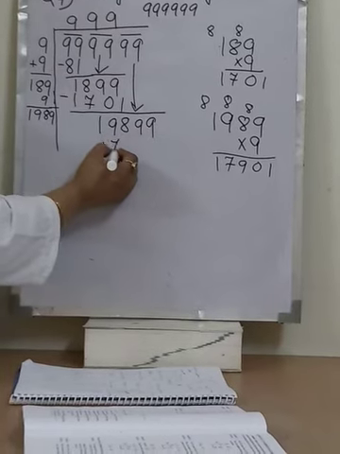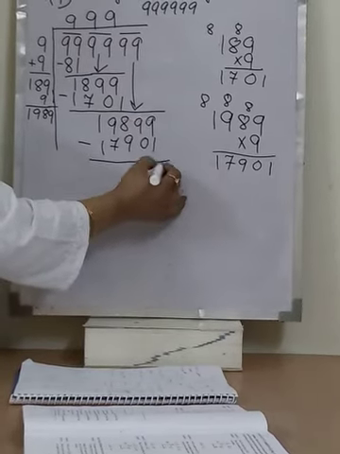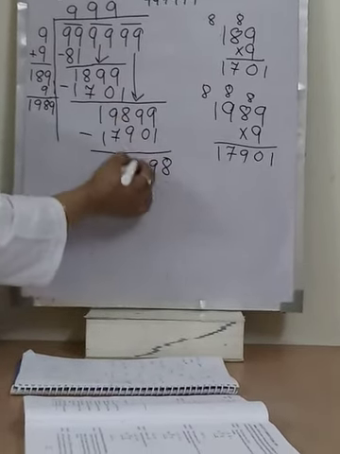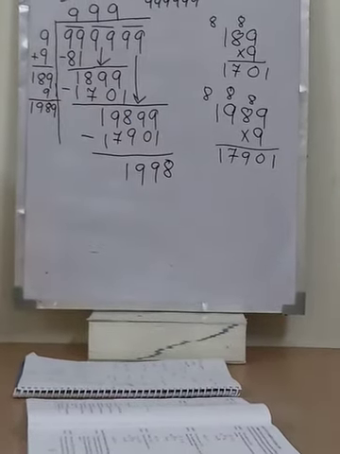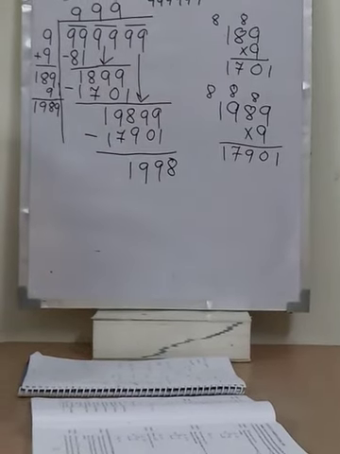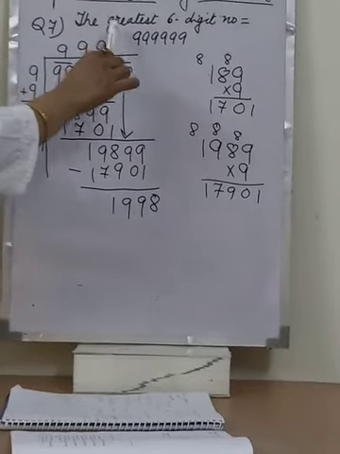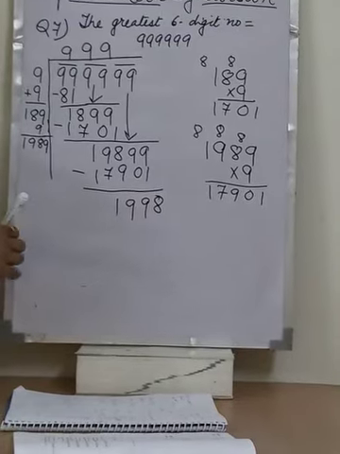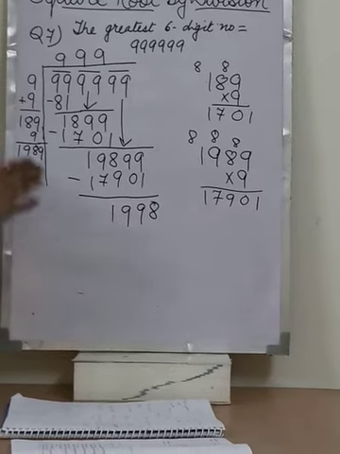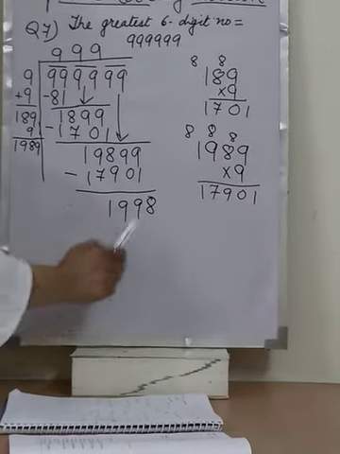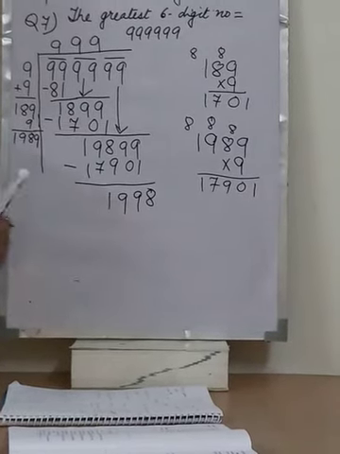Now we subtract. 9 minus 9, 18 minus 9 is 9. Here left 8, 8 minus 1 is 7, 1. So we are left with 1198. So we cannot have a greater 6-digit number than 6 times 9. And we are looking for the greatest 6-digit number which is a perfect square. So we come to know this is not a perfect square. If we remove this 1198 from this, you will get the number which is a perfect square.